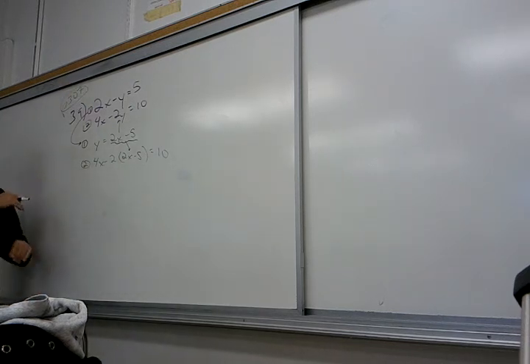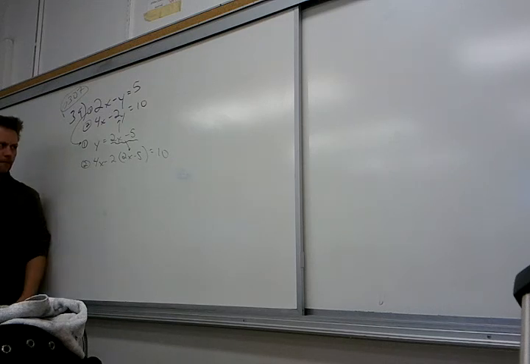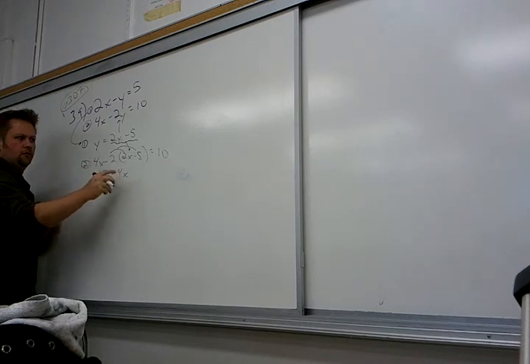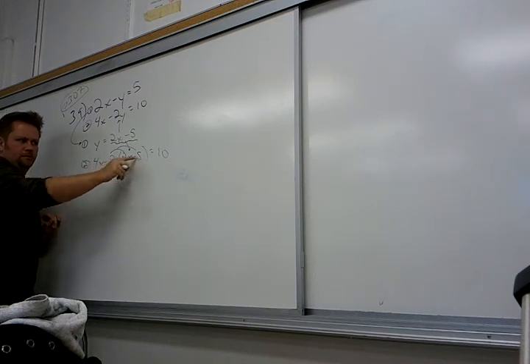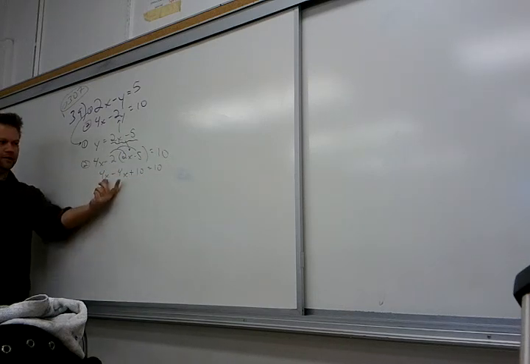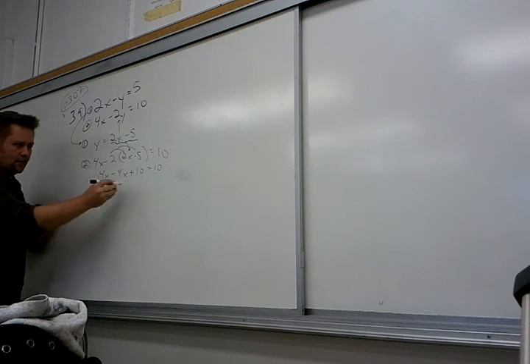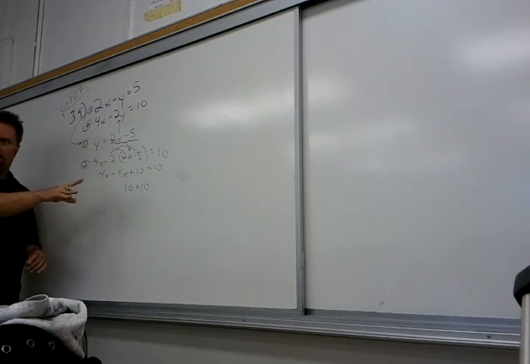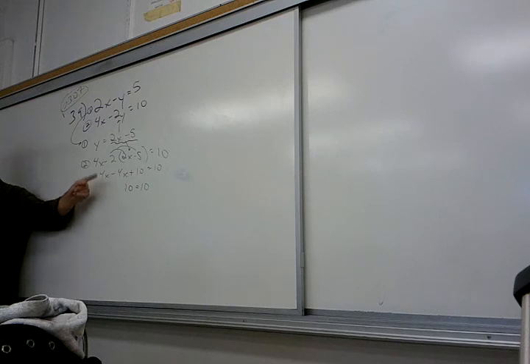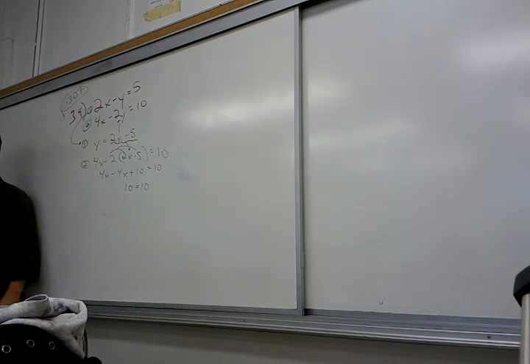All right, so when you distribute this, you get 4x minus 4x plus 10 equals 10. And what do the x's do? They cancel. So you get 10 equals 10. You can stop right there because what do you know now? How many answers are there? Infinite. Infinite, good. And how do you say it? All the points on this line.